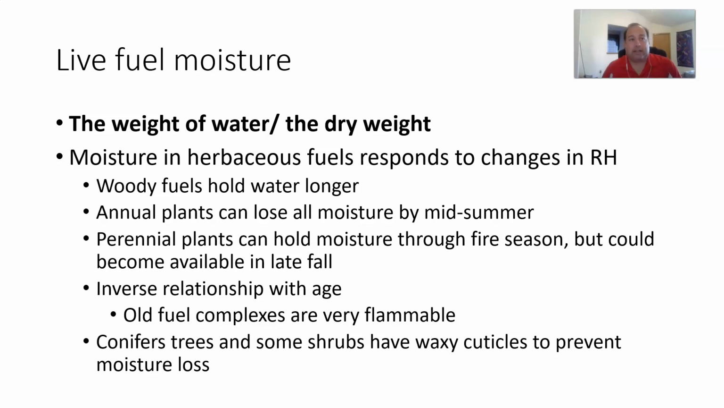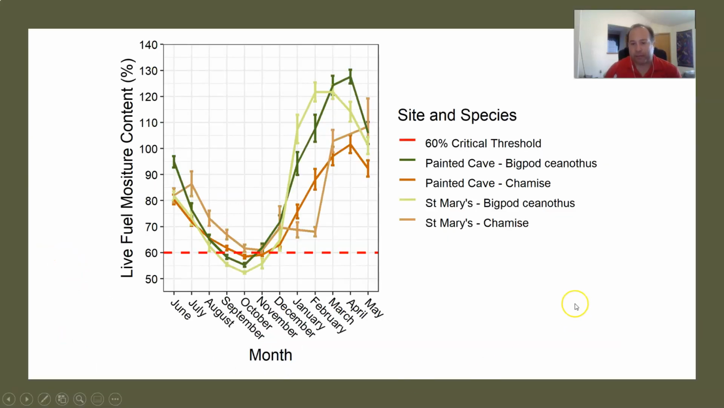Some conifer trees and some shrubs have waxy cuticles, and that's an evolution, an adaptation to prevent moisture loss, because as they get older, that becomes problematic in their perennial plants. So they adapted to have these waxy cuticles on the leaves that help prevent moisture loss.